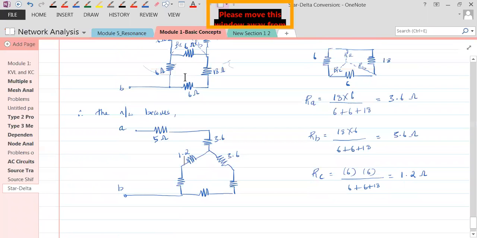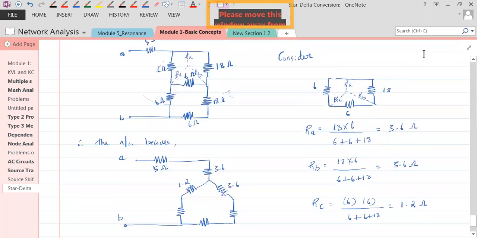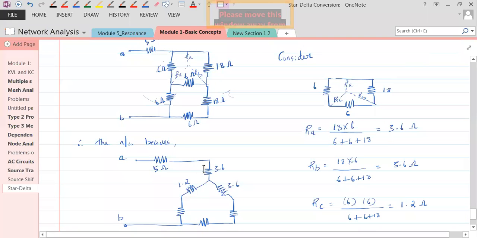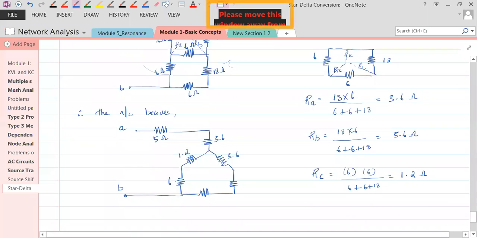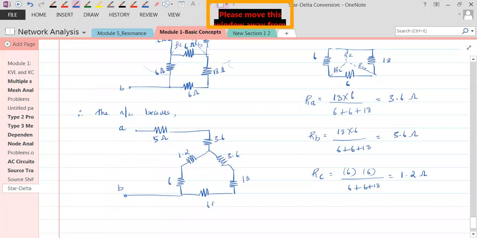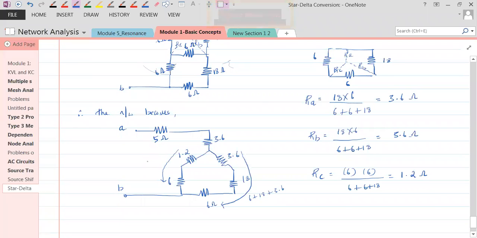So this is what we have in place of 6, 18 and 6. Is that understood, everybody? In place of 6, 18 and 6, now we have 3.6, 3.6 and 1.2. This delta is being converted into a star, and the remaining resistors let's write as it is. This is 6 ohms, this is 18, this is 6 ohms. Now see, these three resistors are connected in series, that is 6 plus 18 plus 3.6. These two are connected in series, that is 1.2 plus 6. And these two resistors are in series, that is 5 plus 3.6.